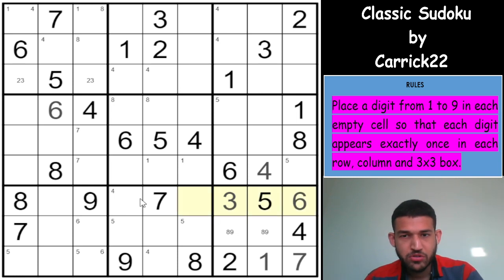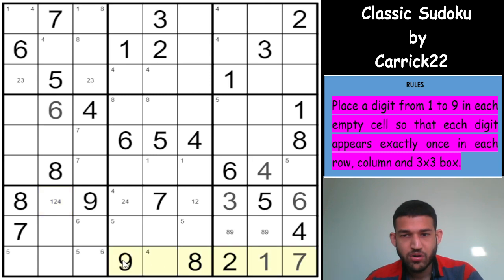So let's look at row 7 now. Now it's time to look at rows and columns, or even boxes which have lots of digits. 3 5 6 7 8 9. So we need 1 2 4. This is 1 and 2. This is 2 and 4, and 1 2 and 4.